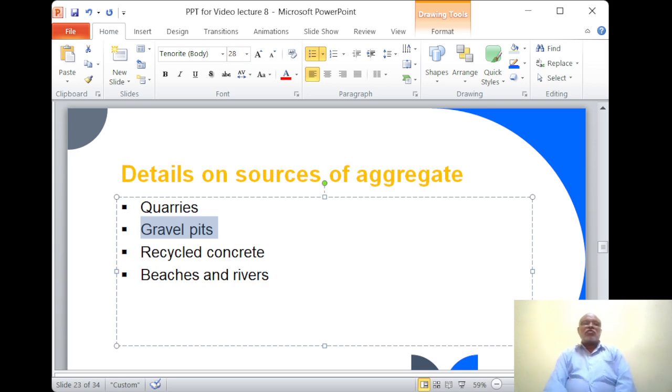In general, gravel pits play a crucial role in the production of aggregate materials for construction projects, and it is important to ensure that they are operated efficiently and responsibly. The next one is recycled concrete. Recycled concrete is making a positive impact on the construction industry by transforming waste material into valuable resource. The process begins with the collection of discarded concrete from demolished sites.